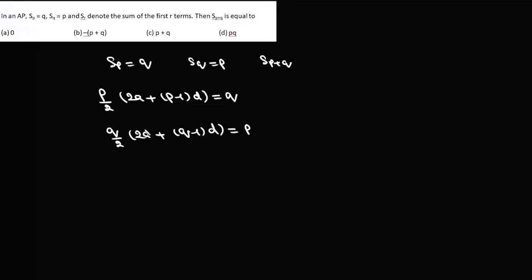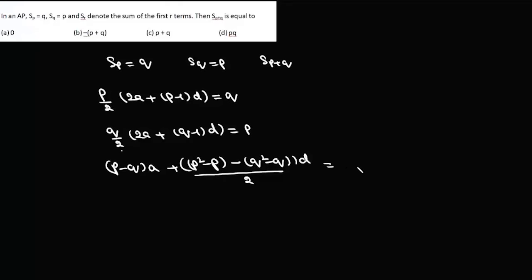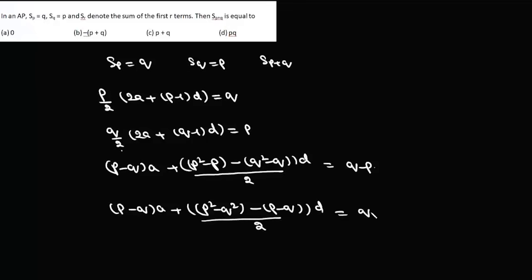Now what we'll do is we'll subtract the second from the first. Now we can write (p minus q) into a plus (p square minus p minus q square plus q) d, and then we also have this 1 by 2, so this whole divided by 2, and it will be equal to q minus p. Now this is (p minus q) a. We can rewrite this as (p square minus q square minus (p minus q)) d by 2, and it is equal to q minus p.